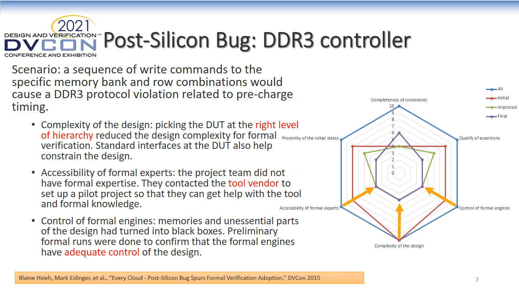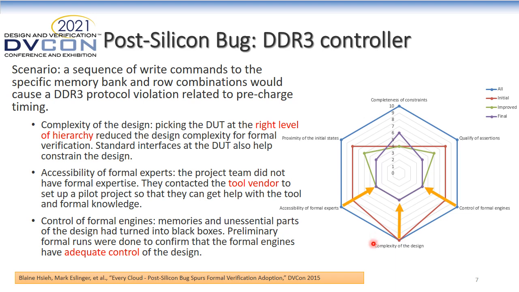For the DDR3 controller, the bug happens when there's a sequence of write commands to a specific memory bank. When that happens, the DDR3 protocol will be violated. To set up the design for formal verification, we follow the spiral refinement methodology. We capture the 6 success factors here.